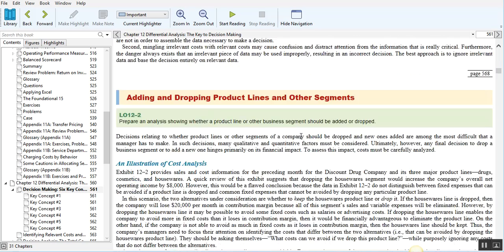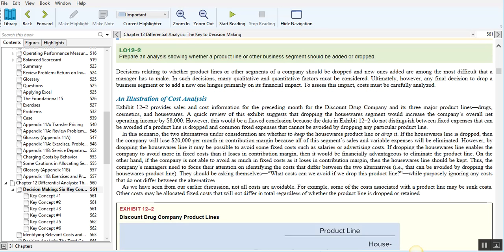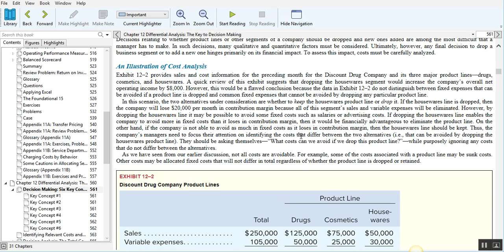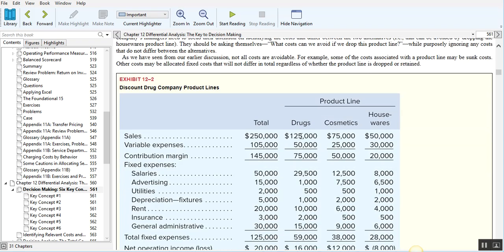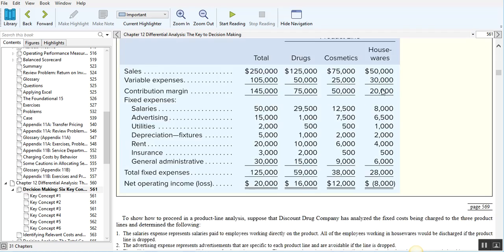So one of the biggest decisions many companies make is whether they add or drop product lines or other segments of business. When you're doing this, you're looking at, okay, what does that product line contribute to our business in terms of the contribution margin, and what are we giving up when we surrender that product line, and then basically what will we gain in terms of other products that we're going to pick up after we drop that line of business. Here's product lines that they show, like drugs, cosmetics, and housewares.